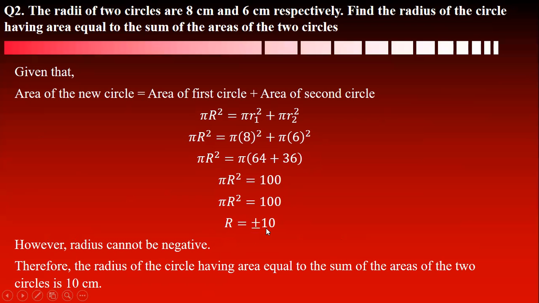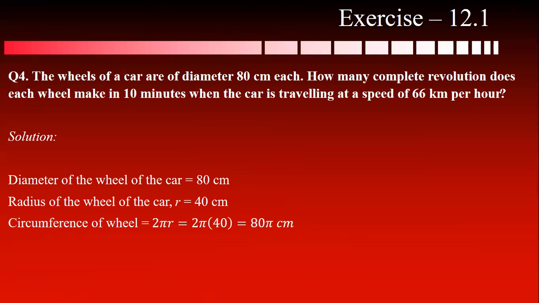It is essential you write plus or minus. Then we have to write the statement. However, radius cannot be negative, so we'll take only the positive value. Though it is understood, you have to write that sentence. So therefore, radius of the circle having area equal to the sum of the areas of the two circles is 10 centimeter. Okay.